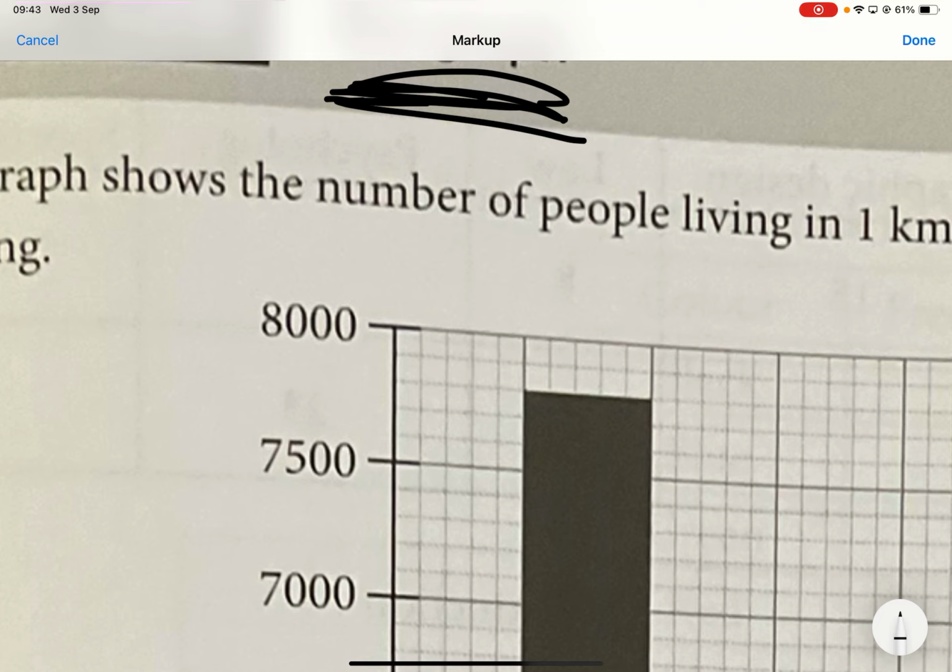How do we read these numbers? Here got 1, 2, 3, 4, 5. 5 boxes here represents 500. So every box is 100. So 7,005, 7,006, 7,007, 7,008. Okay, that is how we go and read. Then we can write down at the top also to help us see later. This one is 7,800 people.